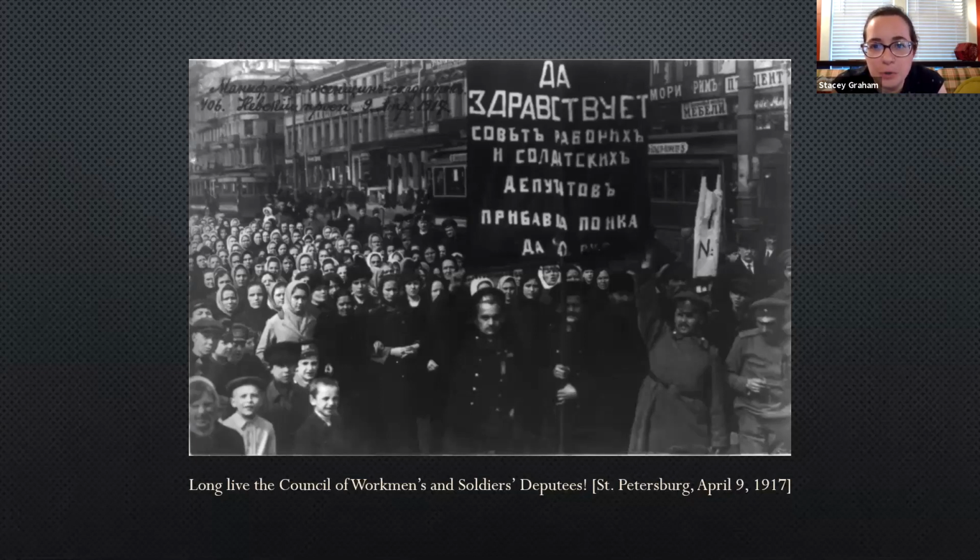The top two words in the largest letters are "Da Zdravstvuyet," which means long live. The Russian national anthem actually starts with those two words, but then it has different words that come after that. But please make a note of the date too. This is St. Petersburg, April 9th, 1917. So which of those categories would this fit best into?